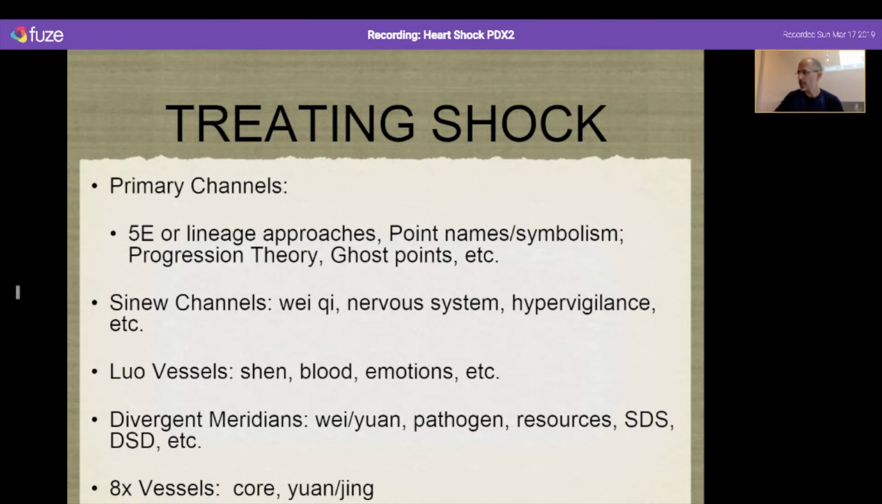before we jump into the primary channels, I do just want to mention some of the distinguishing factors about why we would choose certain channels over other channels potentially as we're going through a particular patient, right? So the primary channels, we're looking kind of at the five, at least how I envision it, the 5 phase approaches or specific lineage approaches. And by lineage approaches, I mean certain lineages use certain points for certain functions that may or may not be commonly known or used in other lineages, right?